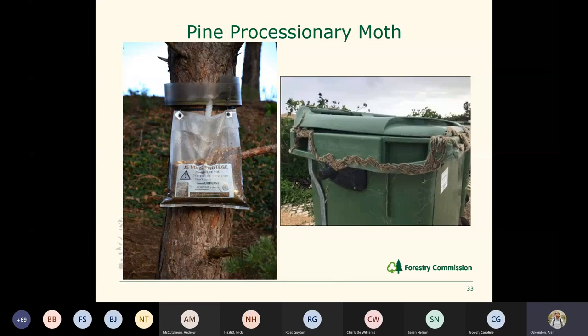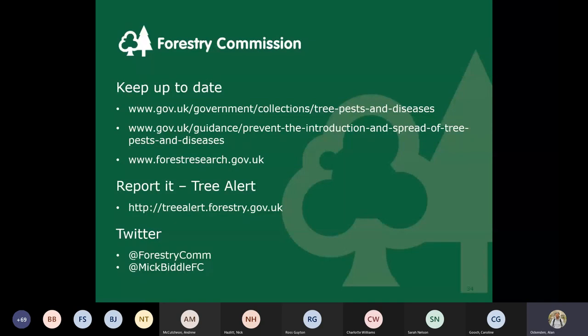I shall finish up now with this slide just to leave you with a few links and bits and pieces and other resources, and just to say that if you are spotting things that you're not sure about, please do report it through Tree Alert. But the one thing I would ask is make sure you supply some decent pictures and some decent location details so I can follow that up.